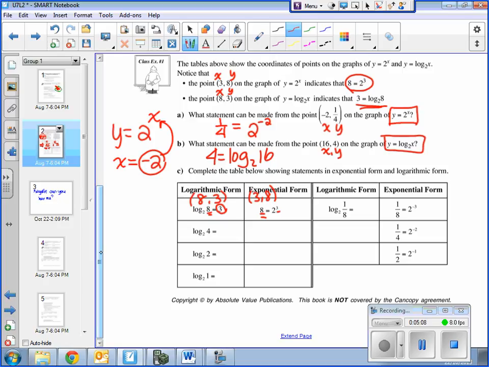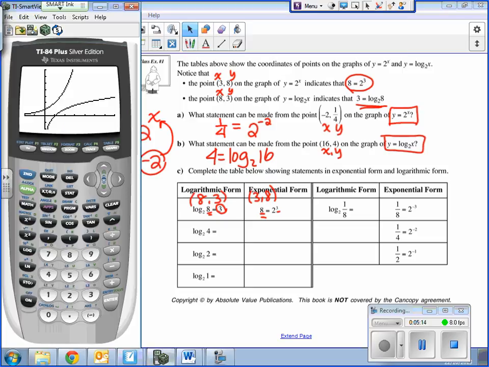Okay, so these ones, they don't give us a value, so we have to find it in our calculator. So you can just go right into your calculator and go log of, so if it's log of 4 base 2, you would just go log of 4 divided by log of 2.